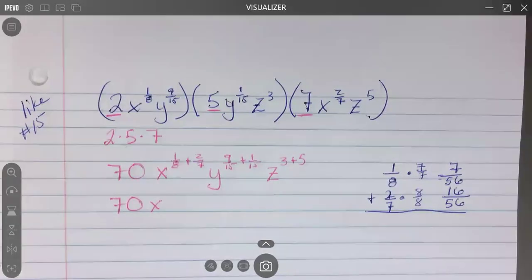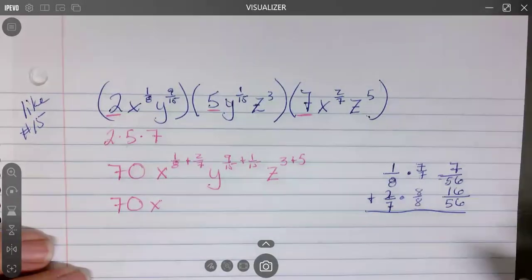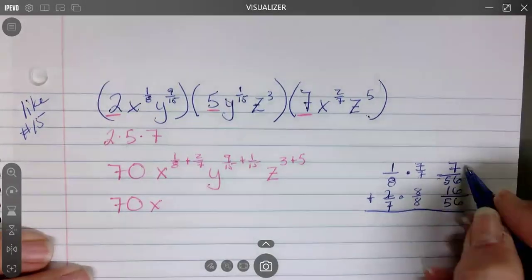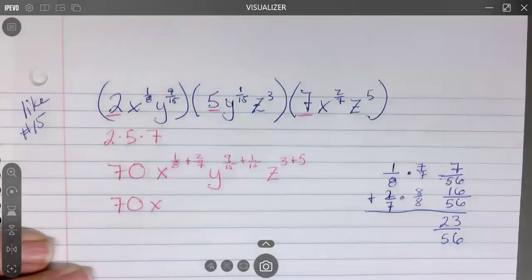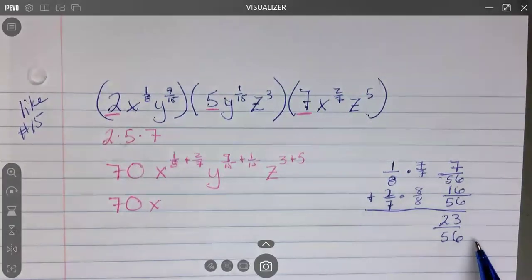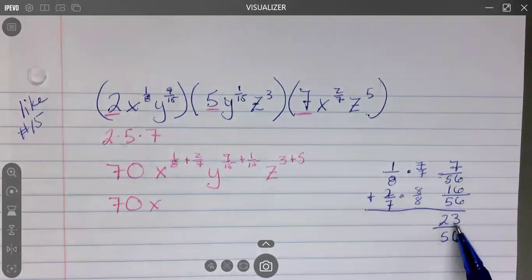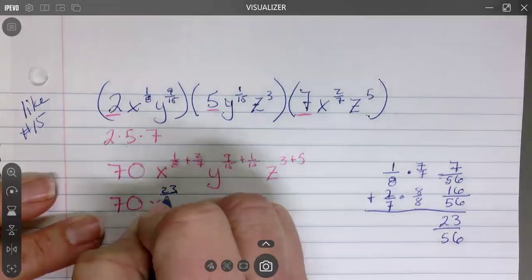So now I have like denominators, I can just add them together, right? So here we go, 7 plus 16 is 23/56. And then I check to see if I can reduce. I cannot, they're not both even, so I can't reduce by 2. The digital root of 23 is 5, so I cannot reduce by 3. Can't reduce by 4 if you can't reduce by 2. Can't reduce by 5. So I think it's reduced. 23/56.